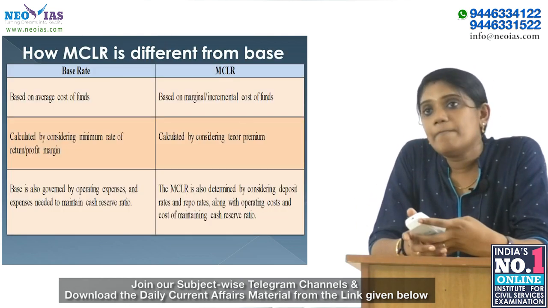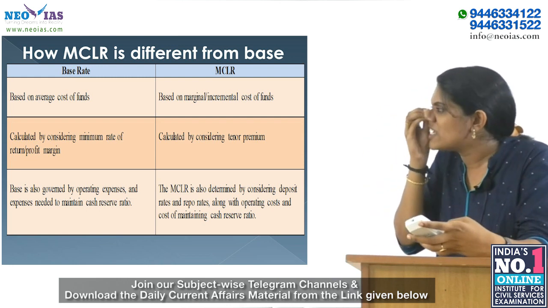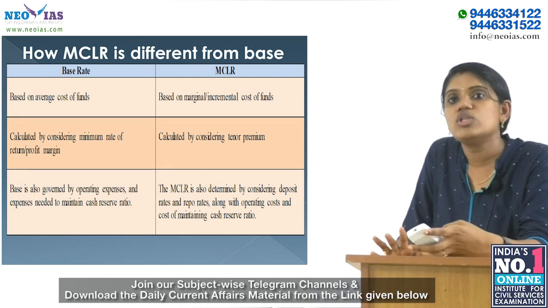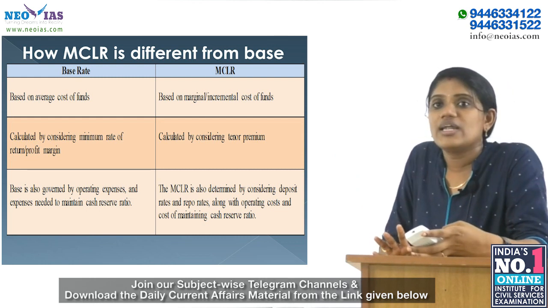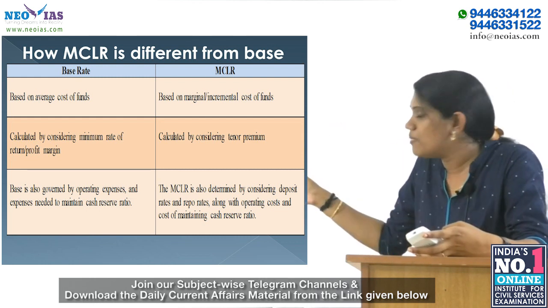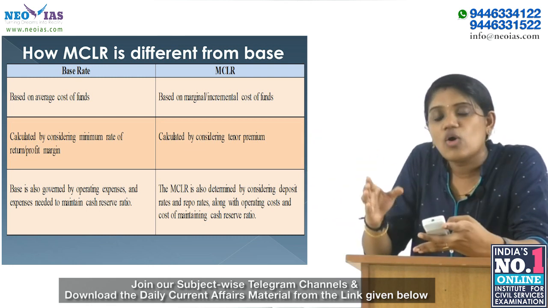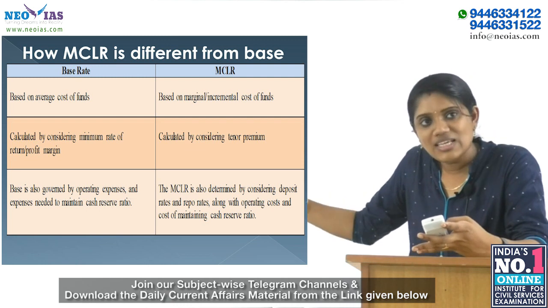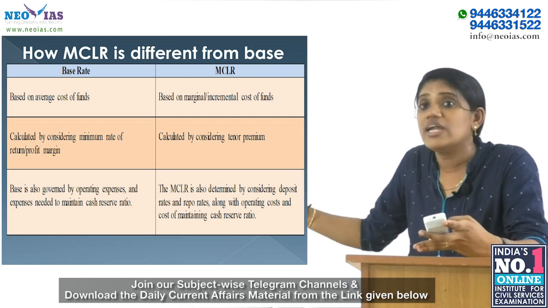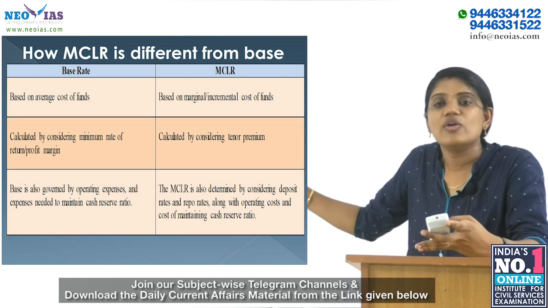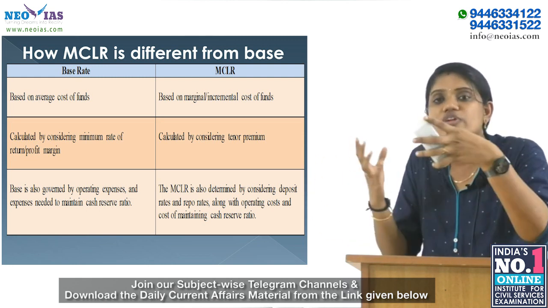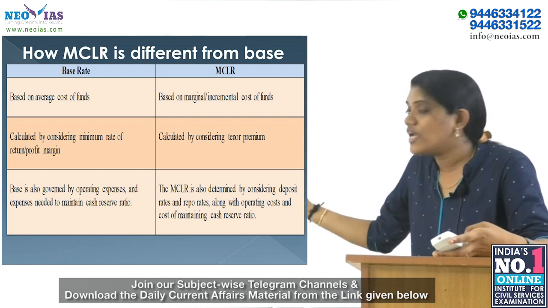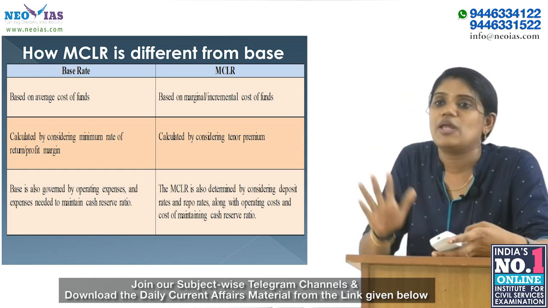Okay. Then, here you can see the basic difference between the base rate and the MCLR. So, we know the base rate usually is calculated on average cost of funds, whereas the MCLR is based on marginal or incremental cost of funds. The second difference is that the base rate is calculated by considering the minimum rate of return or profit margin, whereas the MCLR is calculated by considering tenor premium.